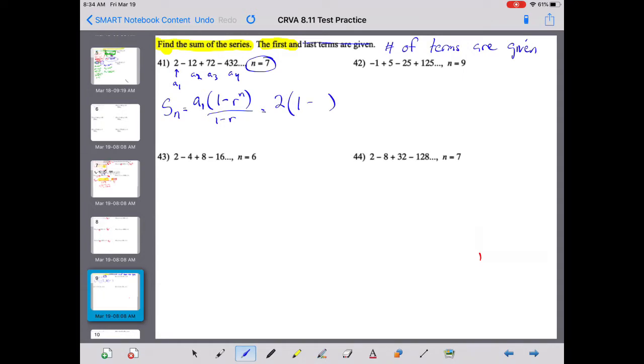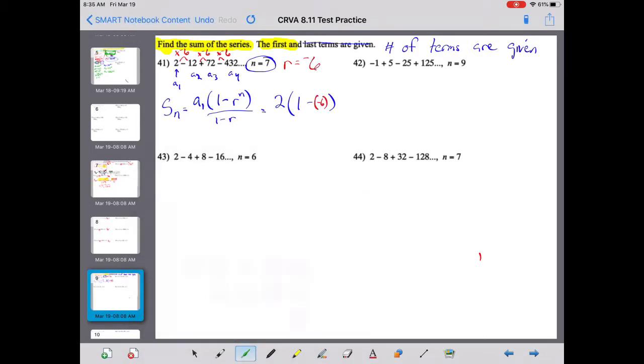1 minus, what's the rate going to be? Well, we need to use this pattern, this series, to figure that out. So how are we changing each time? Now, they don't say it's geometric. But obviously, adding's not going to work because we subtract 14 to go from 2 to negative 12, and then subtracting 14 again doesn't take you to 72. So let's try multiplying. What if we multiply by negative 6? Yep, that takes you to negative 12. Negative 12 times negative 6 is positive 72. 72 times negative 6 is negative 432. So r equals negative 6.